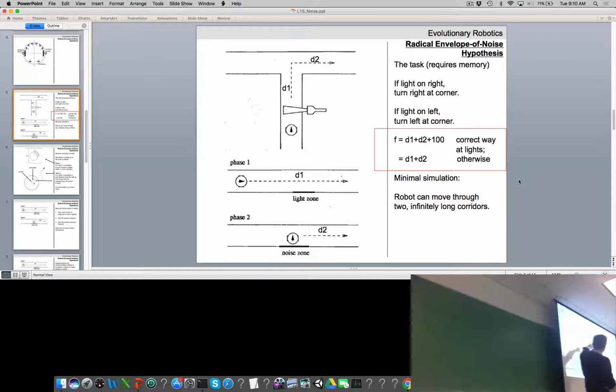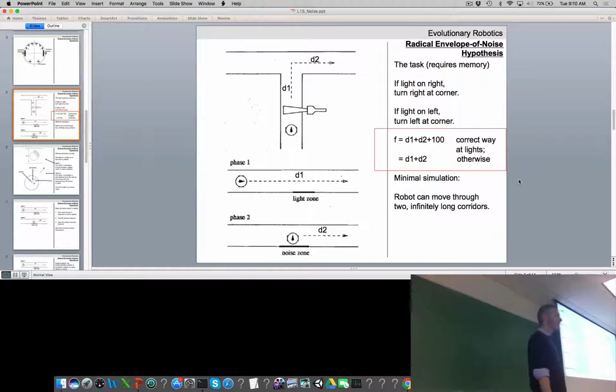Okay, this is not actually the simulation they used. They used this simulation here, which looks a little bit strange. They have two separate simulations. This one, an infinitely long corridor. This is phase 1, which is meant to be the stem of the T. Here's the light zone here. If the robot travels far enough up this tunnel that it gets to the intersection, it is magically transported here so that now it is sitting inside the intersection of the T, and behind it is this noise zone.